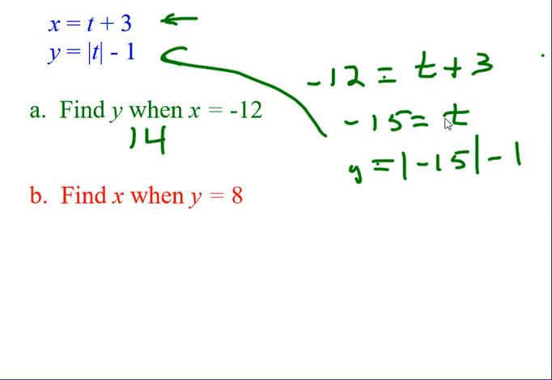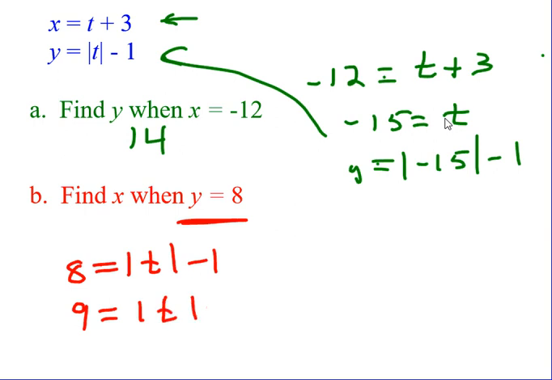Okay. I can also find x when y is 8. So it's something similar. I know that y is 8, so I make y 8. Then I'm going to solve. I'm going to add 1. Now, how do you undo absolute value? Well, again, when the absolute value of something is a number, then the thing inside, so t, is either 9, that's obvious, or it could also be -9. So if I took the absolute value of -9, I would also get 9.